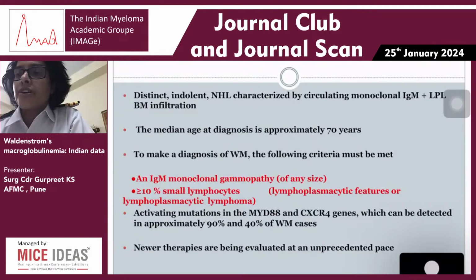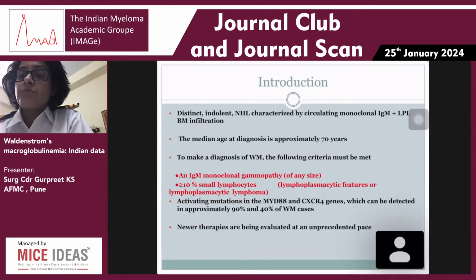As already brought out by my previous speaker, to make a diagnosis of Waldenstrom's, we need an IgM monoclonal gammopathy of any size and more than 10% small lymphocytes which have a plasmacytoid appearance. Testing for activating mutations in the MYD88 and CXCR4 genes could be done, but these are not desirable criteria. Most of the studies that have been carried out have done this, but not on all patients, only on a very few.